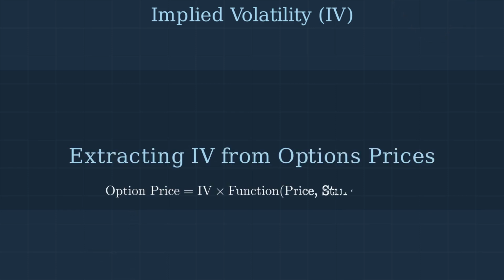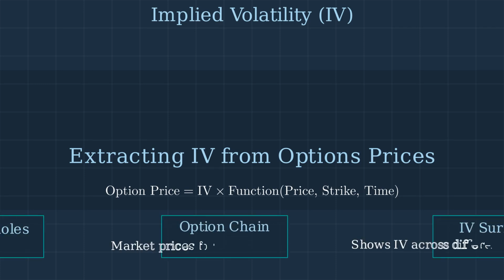Implied volatility is not directly observable in the market. Instead, it must be derived from options prices using models like the Black-Scholes formula. Trading platforms and financial services extract implied volatility from market data using various computational methods.